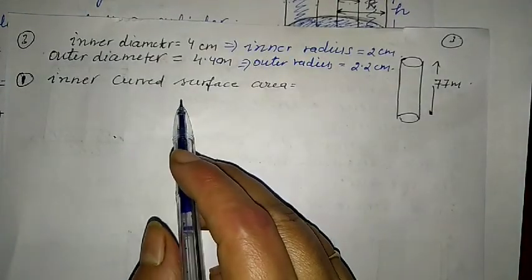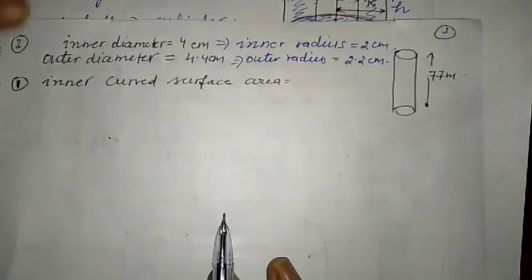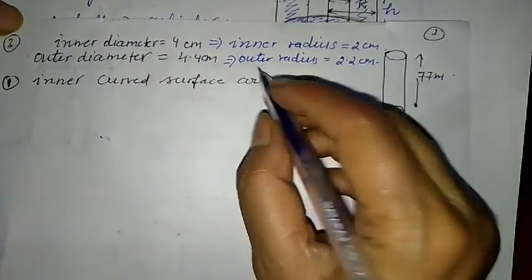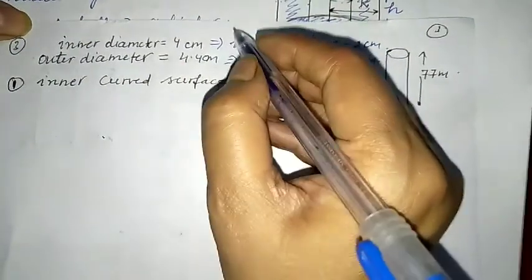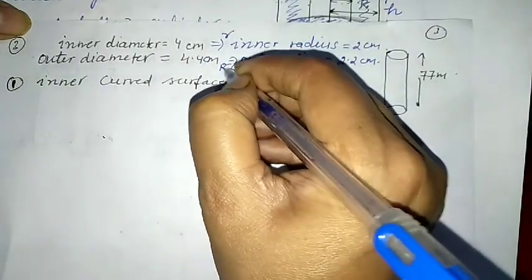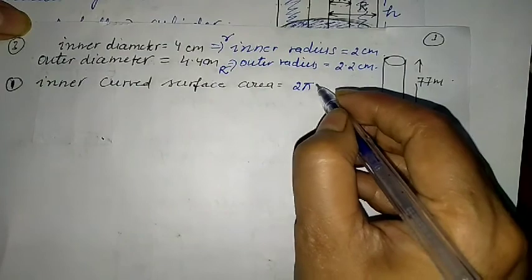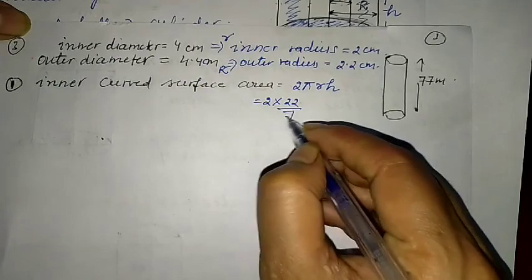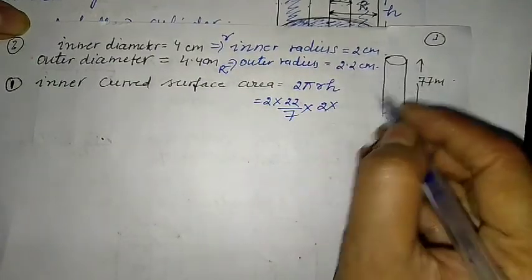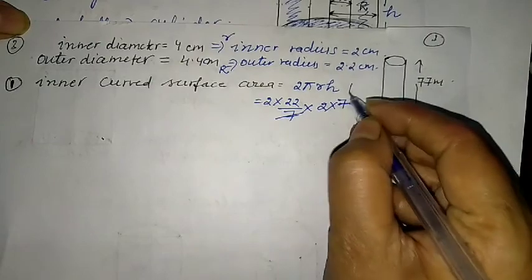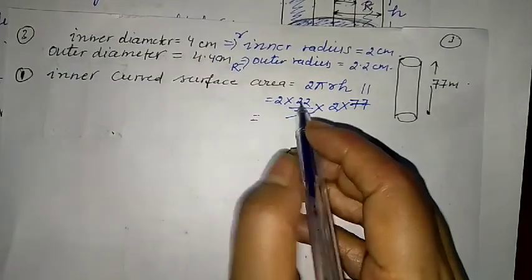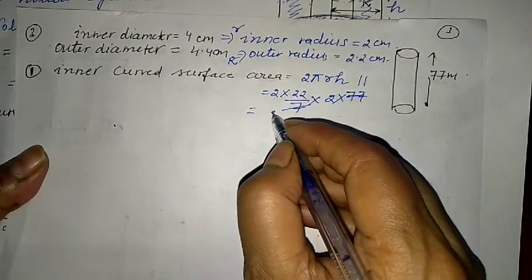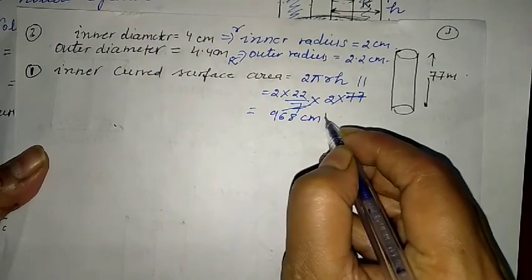Now we have to find the inner curved surface area in the very first part. The direct formula we have is 2 pi R H. For inner and outer we take different radii. For inner we use small r, for outer we use capital R. So 2 pi r h. So 2 into 22 upon 7, r is given 2, height is given 77. So this can be 11. If we multiply this, this is 44 and 88, 11 multiplied, then we have here 968 centimeter square.